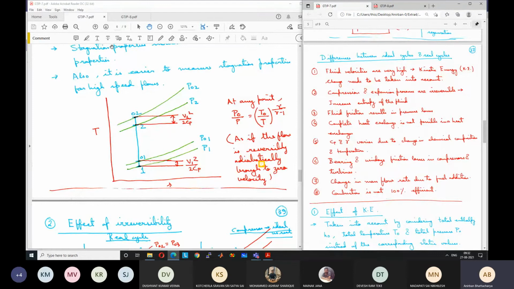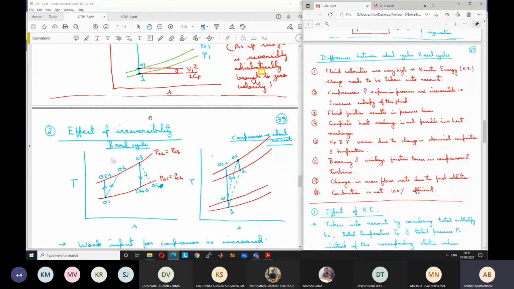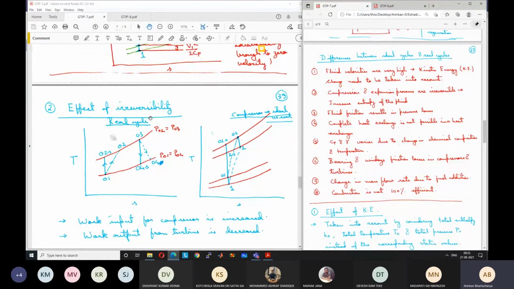So the second and the most important difference between an ideal and a real cycle is that in a real cycle, the compression process and the expansion in the turbine are irreversible. And that leads to a large amount of losses, and that needs to be accounted for to accurately calculate the work output and the efficiency. So why are these losses present? Because of frictional losses. Frictional losses means in this case fluid friction, viscous losses. Processes are irreversible.